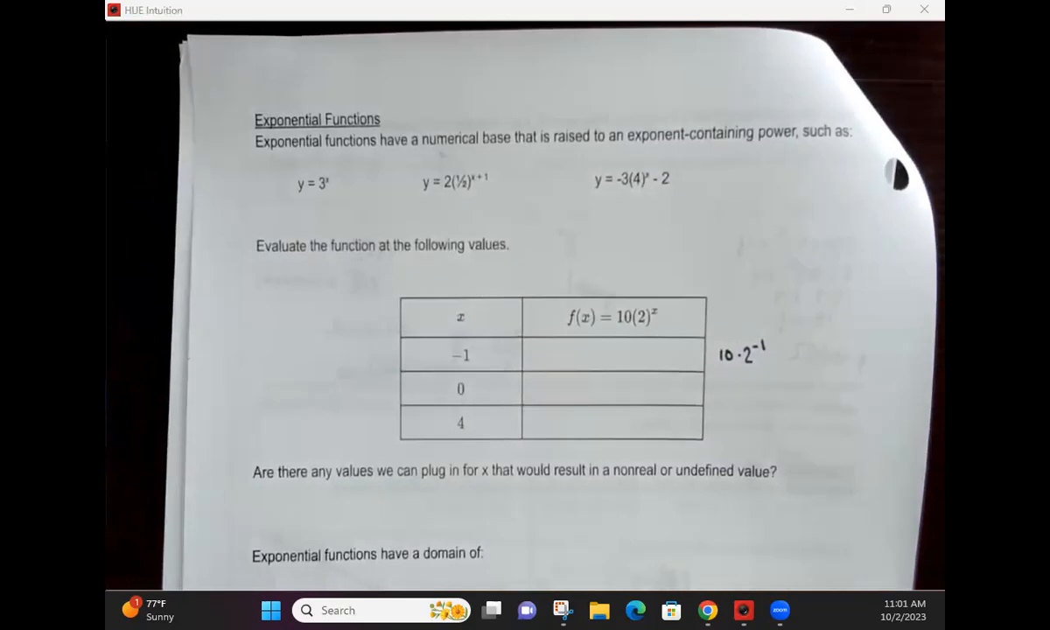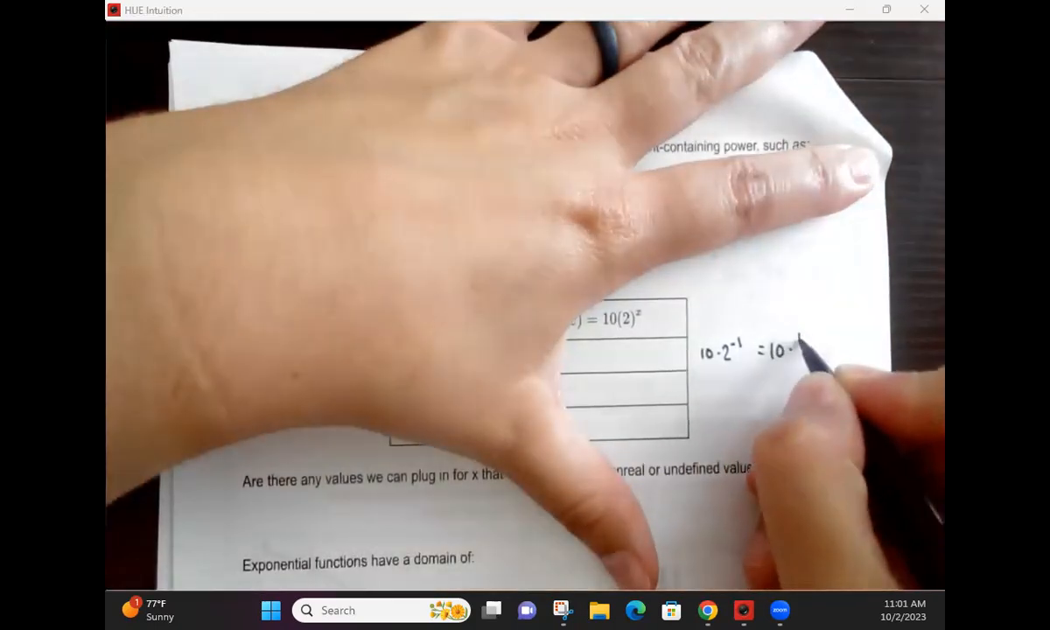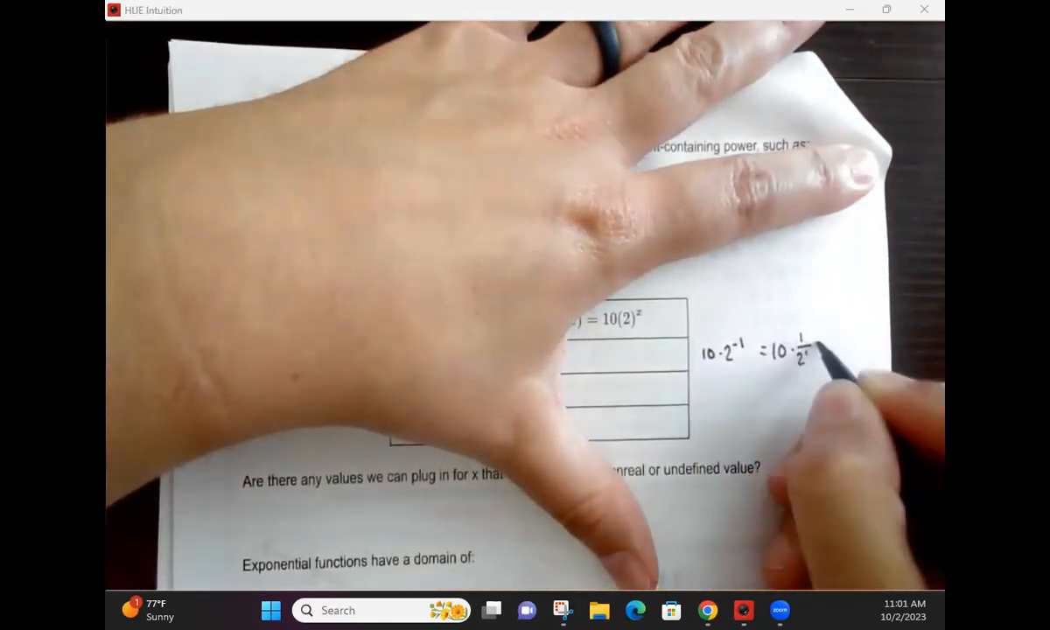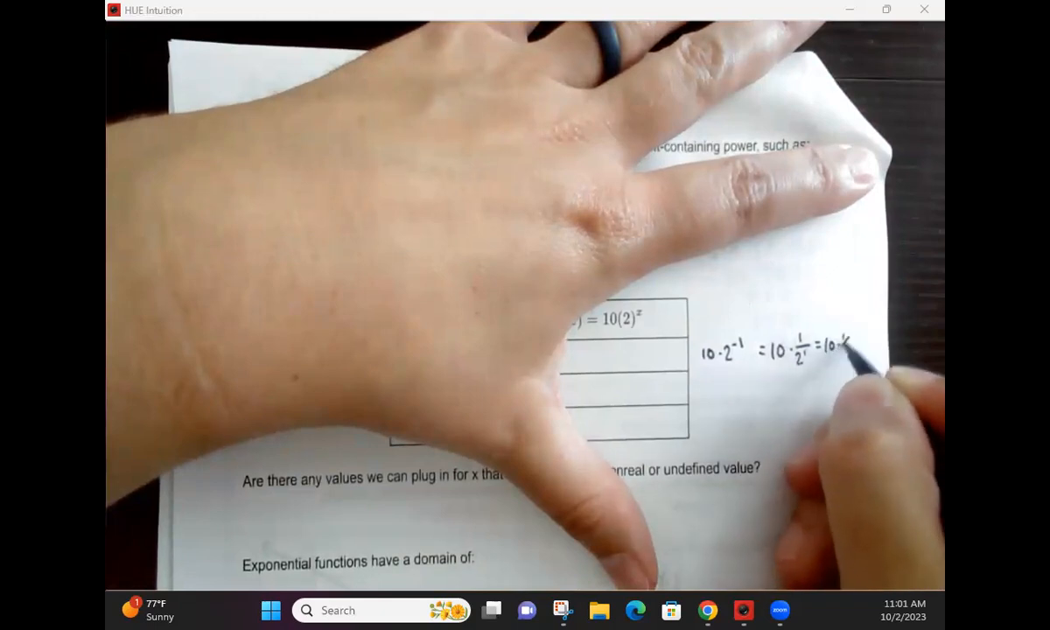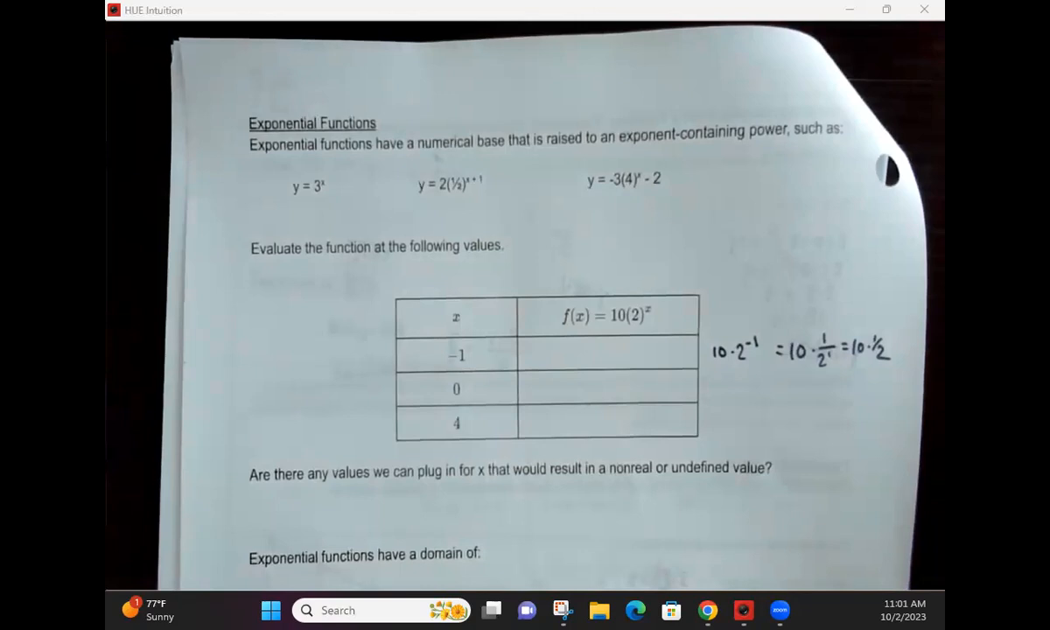Can I have negative exponents? Should be getting big nods. Yes, that was on our last test. Yes, we sure can. What does a negative exponent do? Flips it, right? Takes the reciprocal. This would be 10 times 1 over 2 to the first, which would be 10 times a half. Half of 10 is 5.